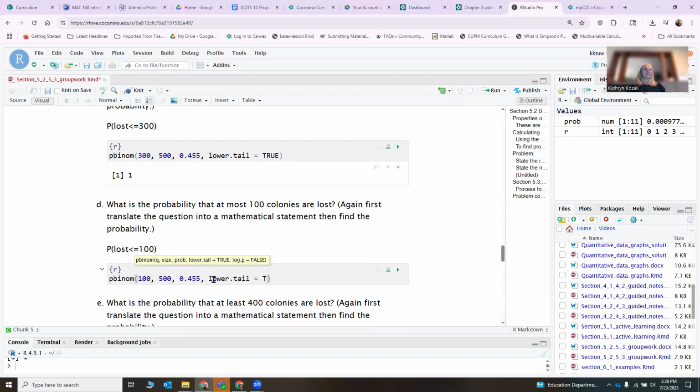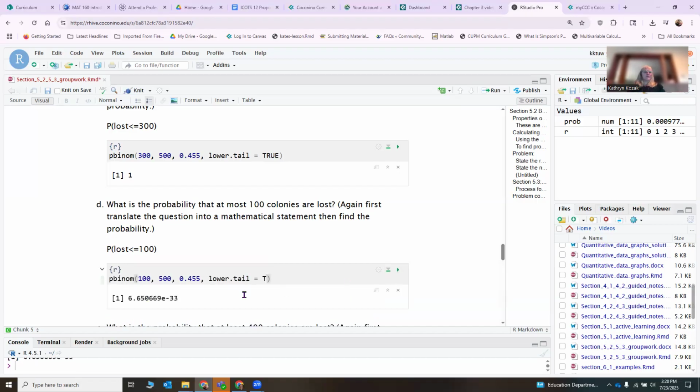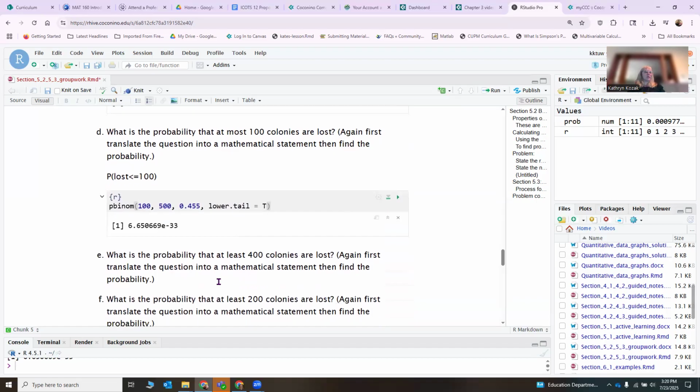By the way, you can just try a T, a capital T, not the whole word, if you want to. I don't like doing that because sometimes I have a hard time seeing just a T over an F, but you can do it. So there's a pretty small chance, but there's a chance that at most 100 will be lost.